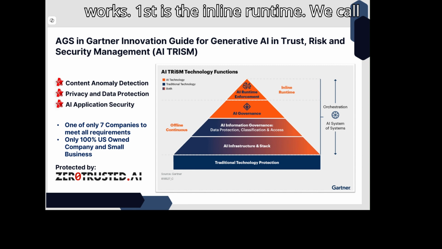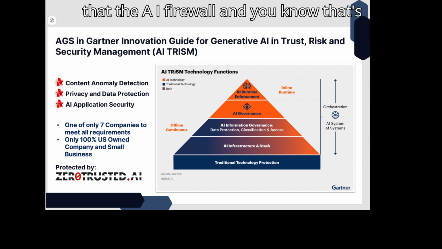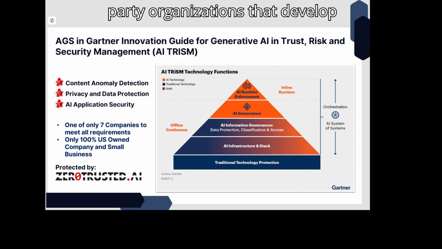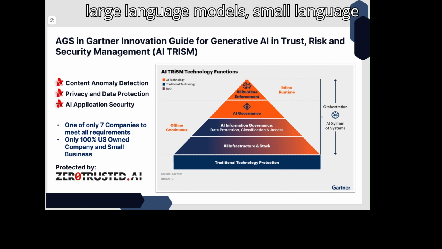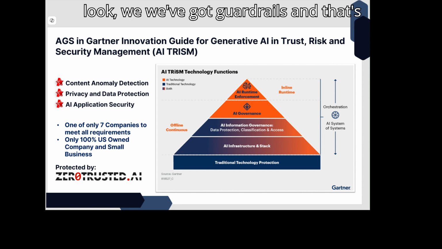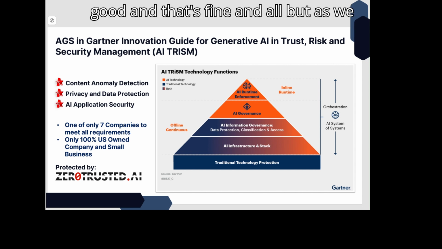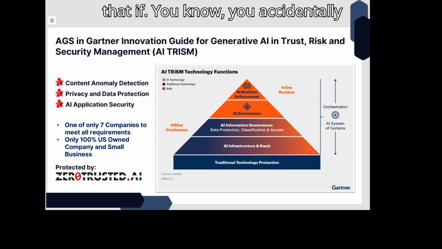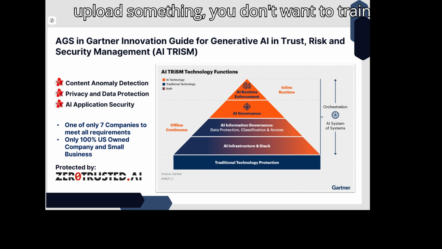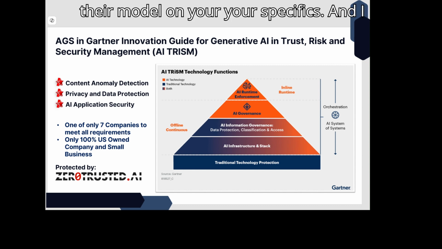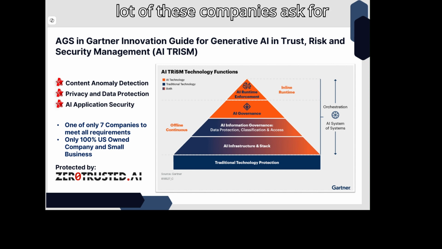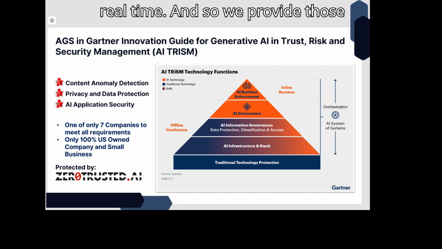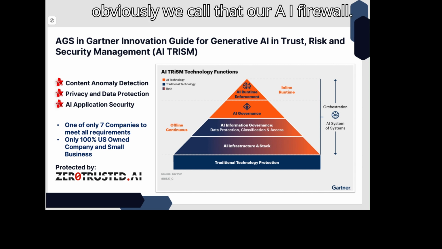First is the inline runtime. We call that the AI firewall, and that's the guardrails. You're going to hear this all the time. A lot of the third party organizations that develop large language models, small language models, and agents will tell you, hey, look, we've got guardrails. And that's good, and that's fine and all, but as we all know, trust but verify. So we provide that additional layer of guardrails so that if you accidentally upload something, you don't want them to train their model on your specifics. I know they say they don't, but usually a lot of these companies ask for forgiveness later. So it's just better to be able to enable those guardrails in real time. And so we provide those, obviously. We call that our AI firewall.